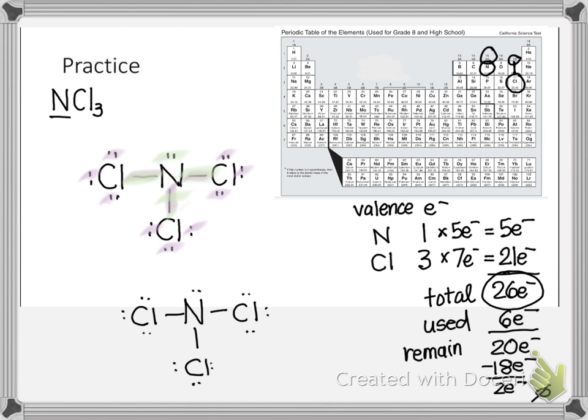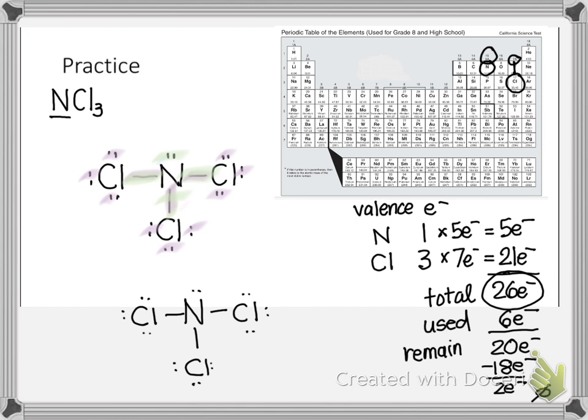Now before I called that a good structure, I went through and I made sure, one, I used 26 electrons. That was the magic number of electrons. Two, I made sure all the periphery atoms had 8 and the central atom had 8. Once I verified that, I finally said, okay, this structure is done. All right, so that is another Lewis structure.